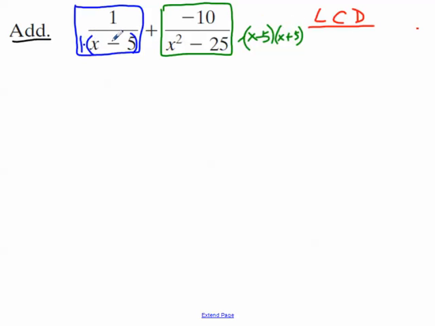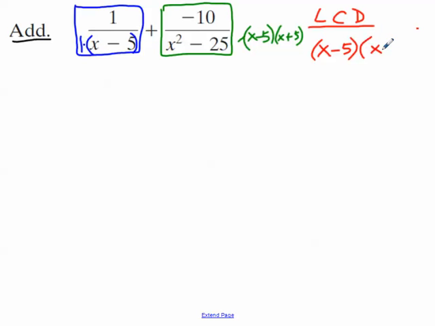This blue denominator is x minus 5, so our lowest common denominator includes every single factor from every single denominator raised to the highest power. I start with my blue factor. x minus 5 has to be over here. Then you go to the green denominator. What factors are there? x minus 5, well, that's there already. My lowest common denominator also has to have the x plus 5.